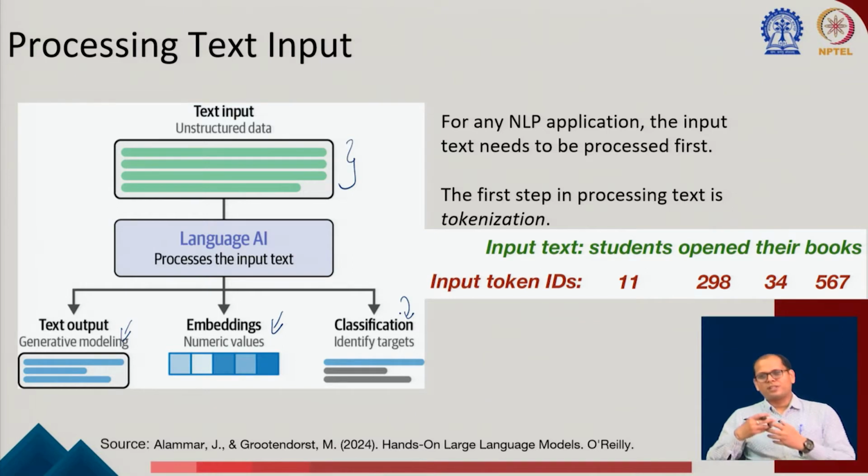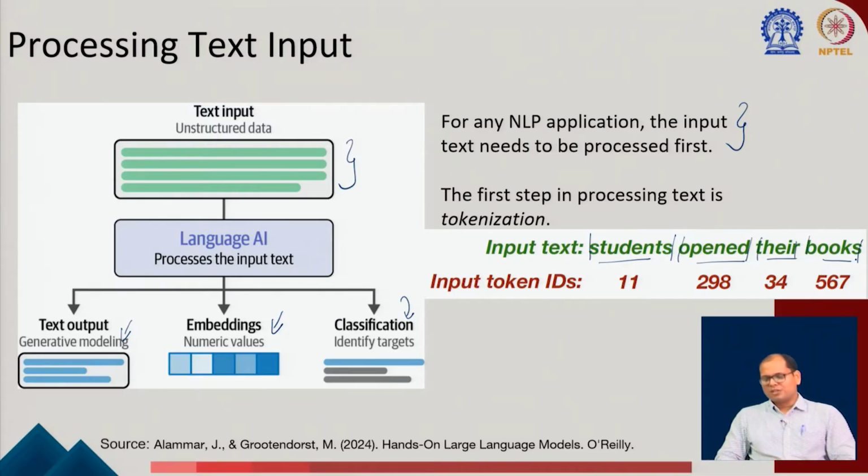So what is the first step in processing this text? The first step is identification of the units in this text. The input text needs to be processed first for any AI application, and the first step is finding the units, which are called tokens. So this is your input text: students opened their books, and I want to process this. First of all, I have to convert it into tokens. In a white space tokenizer, students is the 1st token, opened is the 2nd token, their is the 3rd, and books is the 4th. And then I have to give them some IDs by which I can denote them.